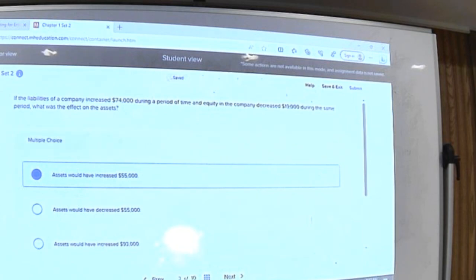Liabilities increased 74,000. Equity decreased 19,000. So we have a net change on the right-hand side of that accounting equation of 55,000. There's your first answer.